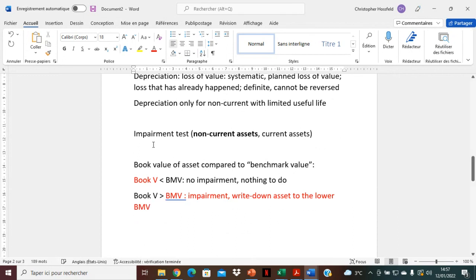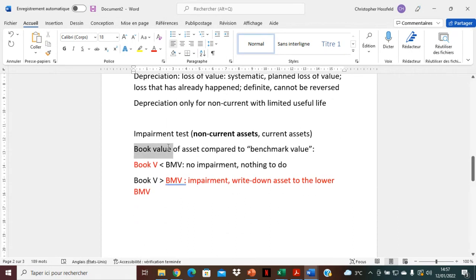Okay, so an impairment test is comparing the book value with a benchmark value. When the book value is lower, there's nothing to do and there's no impairment. When the benchmark value is lower, then that's when we have an impairment and we need to write down the asset.